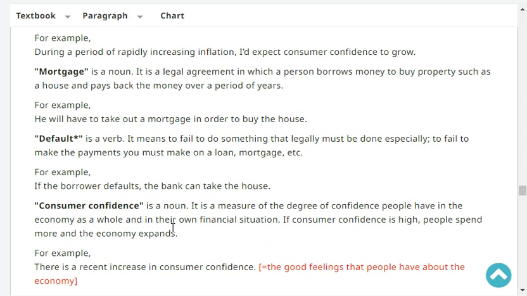Default is a verb. It means to fail to do something that legally must be done, especially to fail to make the payment you must make on a loan, mortgage, etc. For example, if the borrower defaults, the bank can take the house. Okay, last one.